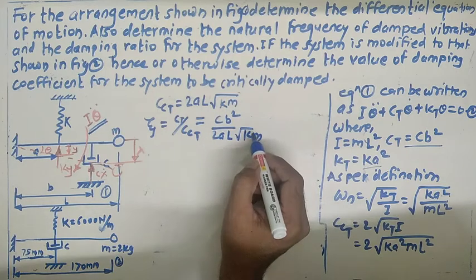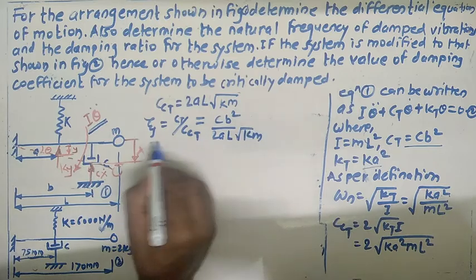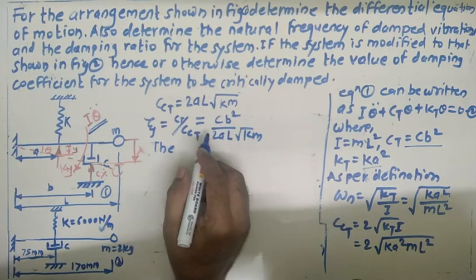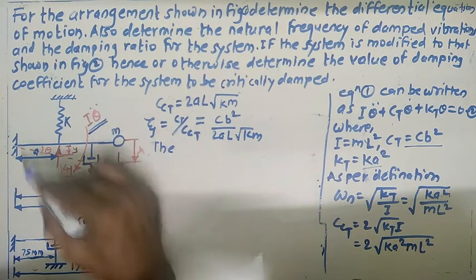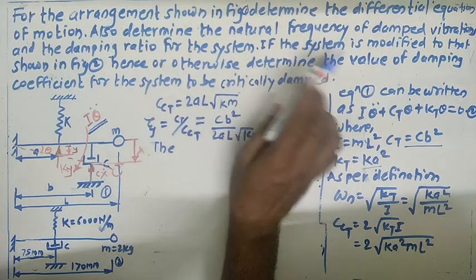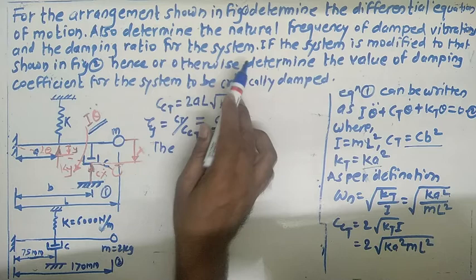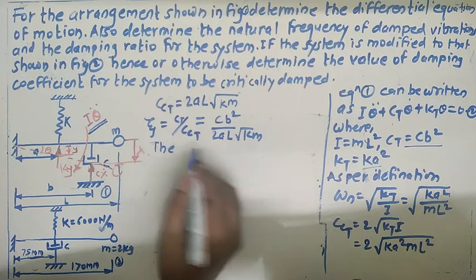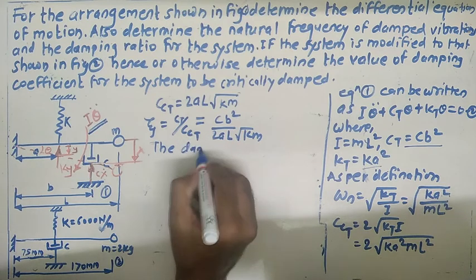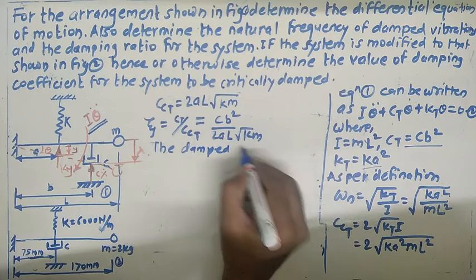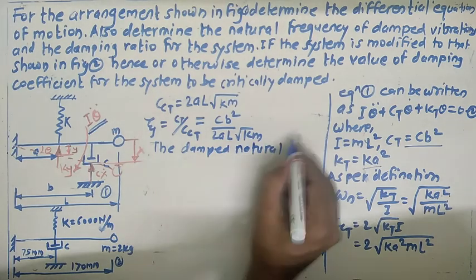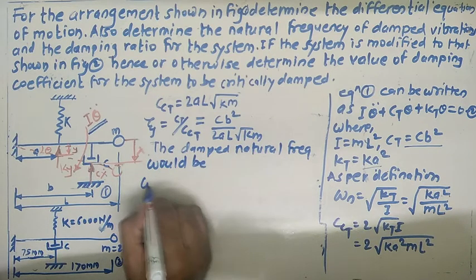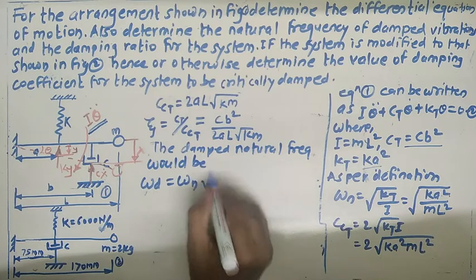Next, the damped natural frequency. My aim is to get the damped natural frequency for this first case, and also determine the natural frequency of the damped vibration and the damping ratio of the system. So the damped natural frequency would be omega d equals to omega n into square root of 1 minus zeta square.